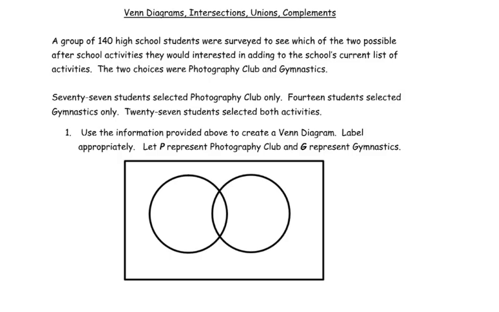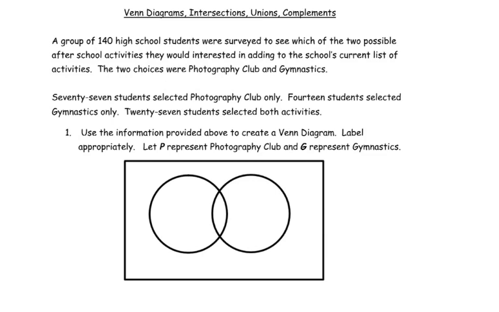All right, here's an example that might help y'all understand this a little bit. At least I sure hope so. We have a group of 140 high school students, and they were surveyed to see which one of the two possible after-school activities they would be interested in adding to the school's current list of activities. The two choices were photography club and gymnastics.